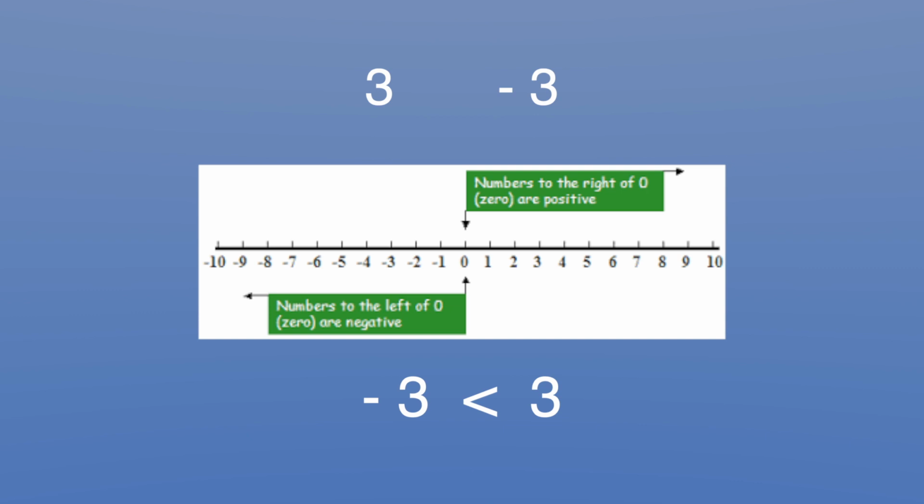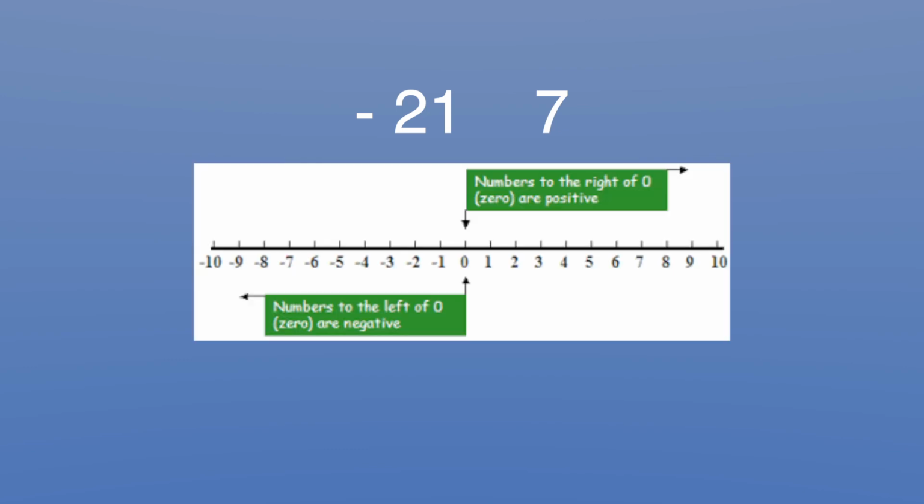Let's compare a couple other numbers. Let's compare -21 and +7. -21, +7. Think about your number line. Which number would be further to the left on the number line? Well, the -21 would be further to the left on the number line. So therefore we would say -21 is less than +7. Or you could simply just say 7.